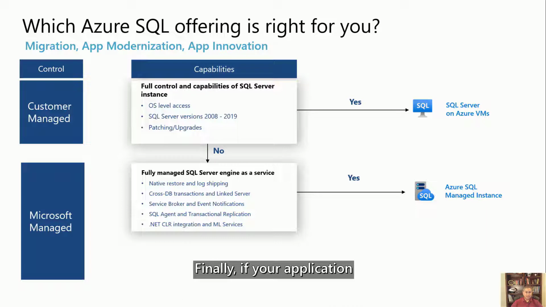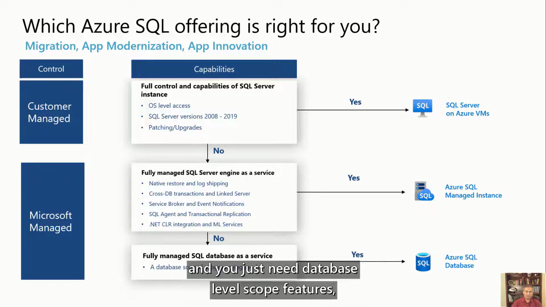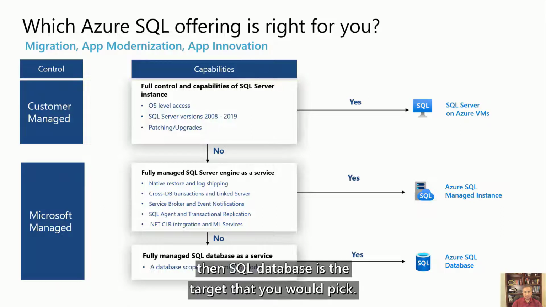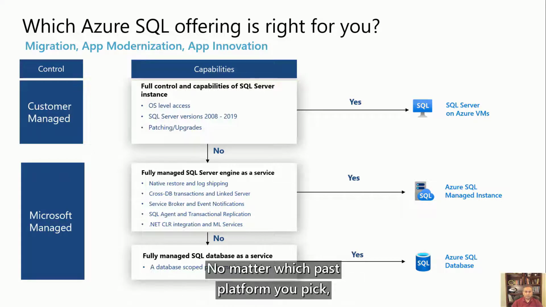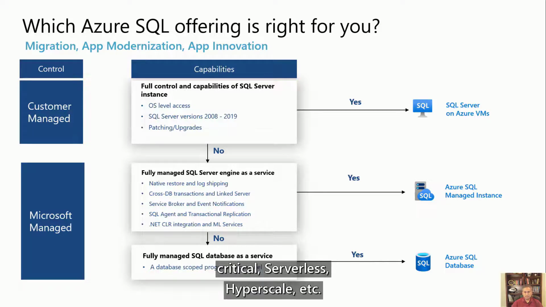And finally, if your application is built in such a way that you don't need instance level features and you just need database level scope features, then SQL database is the target that you would pick. And no matter which PaaS platform you pick, you have further flexibility, which we will talk about, like general purpose, business critical, serverless, hyperscale, etc.